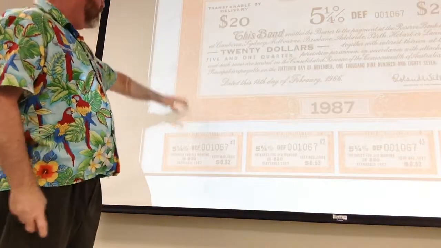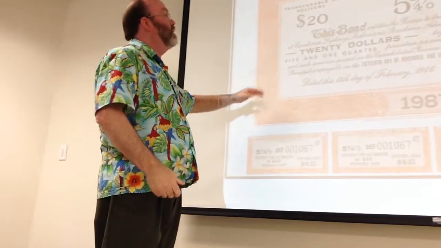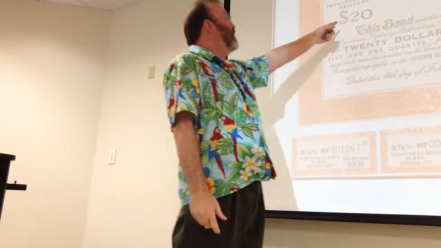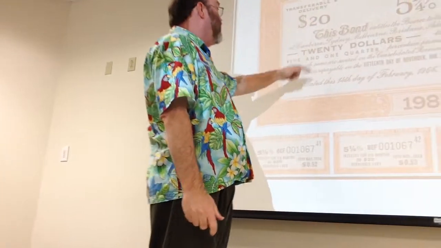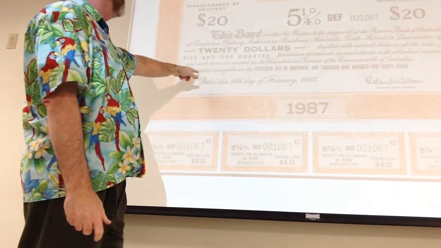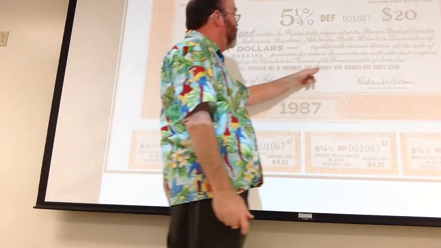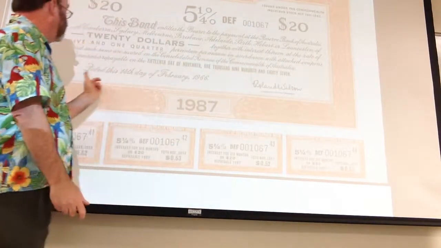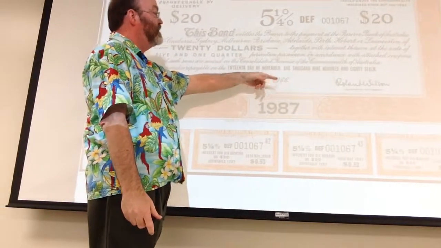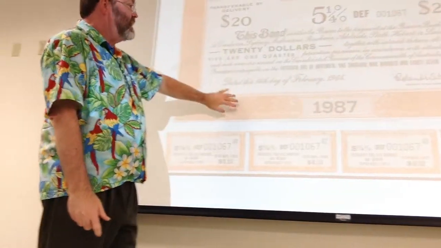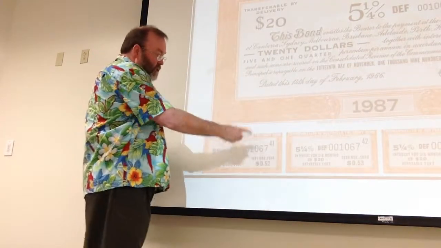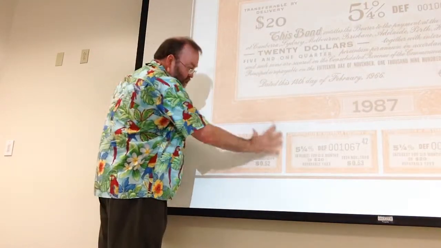Here's another example, and granted, it's from the Commonwealth of Australia. It's paying 5.25%. It's only a $20 bond, but it matures on the 15th day of November, 1987. And so it was issued in '66. So it's an '87, you can see here, that's the maturity date. But what I wanted to show you here is these are coupons.